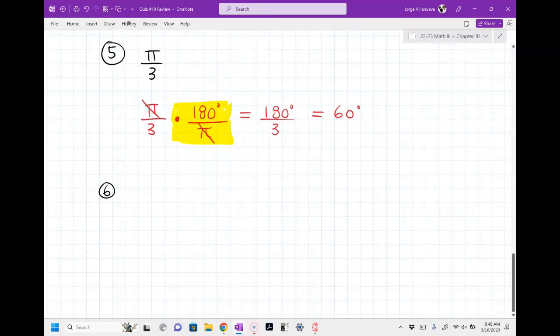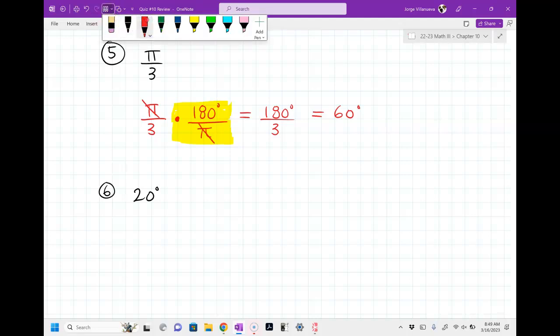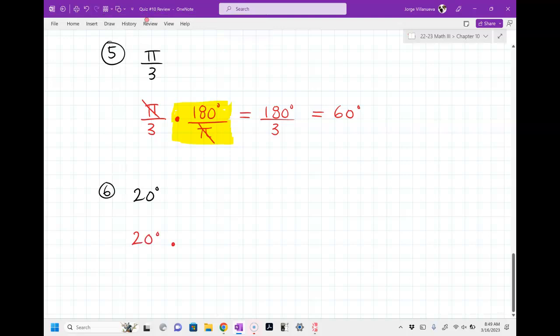So let's do 20 degrees. So again, this one is pretty obvious. It's a degree because there's a degree symbol, right? So 20 degrees. So I want to change it to radians then. So 20 degrees times pi over 180 degrees.